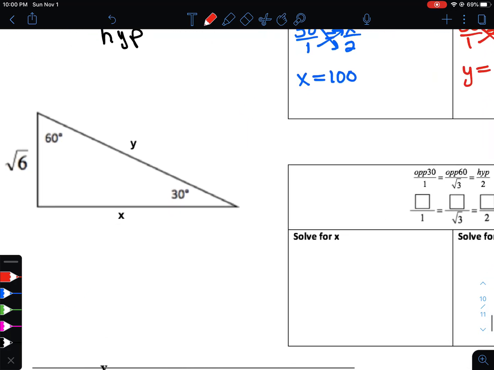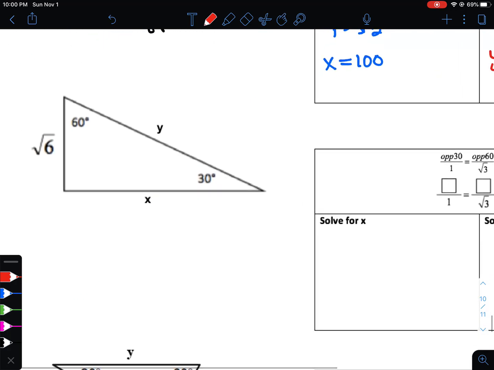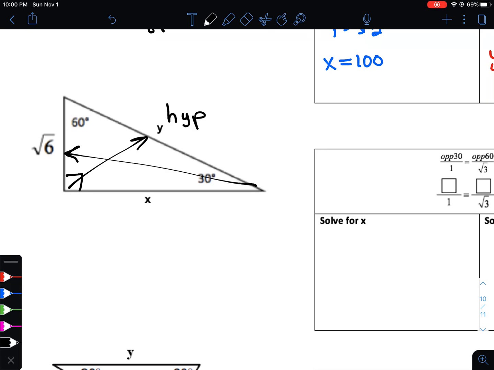All right. Let's do a few more, and then we'll call it a day. So for the next one, let's go ahead and label all of our sides. Again, here's our right angle. So opposite that right angle is going to be our hypotenuse, which is y. Opposite our 30-degree angle is this square root of 6. And opposite our 60-degree angle is going to be x.